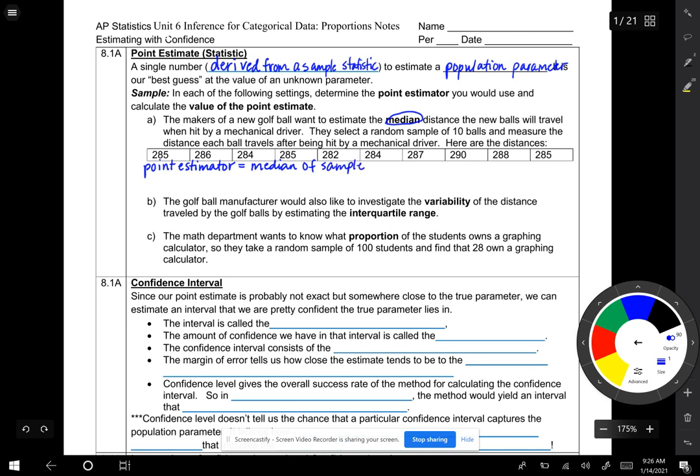And since these are not in order, we need to put them in order from smallest to largest to find the median. So let's do that. So we have 282, then 284, 284 again, 285, another 285. 286. Oh, I'm sorry, I see another 285. Then the 286, 287, 288 and 290.